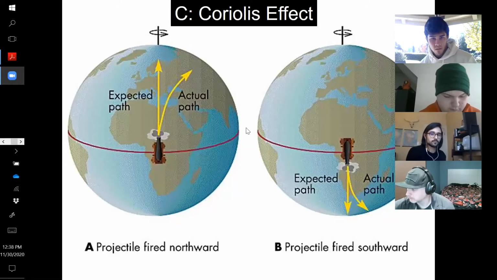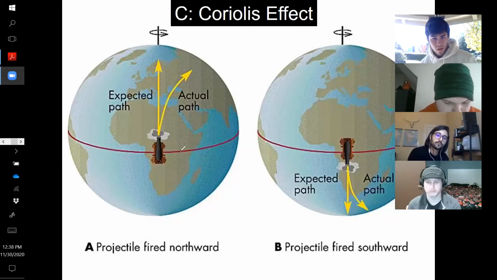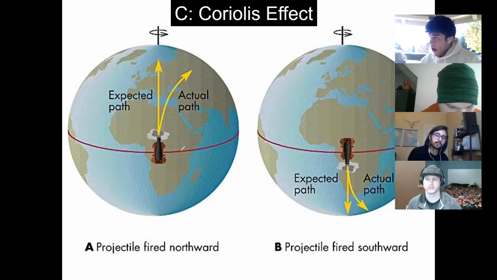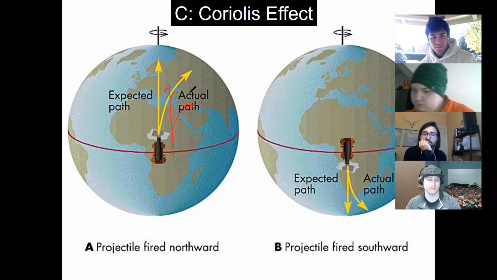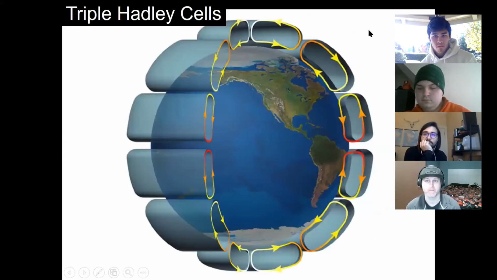Imagine what would happen if you were some Hadley cells trying to move across Earth's surface. If some warm weather heats up the air above the equator, if that air starts to move north on a giant Hadley cell, the twisting effect is going to kind of cut it in half and split it up. And it splits Earth into these triple Hadley cells.